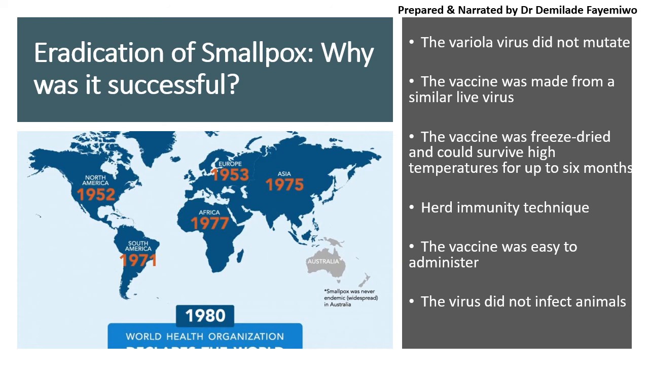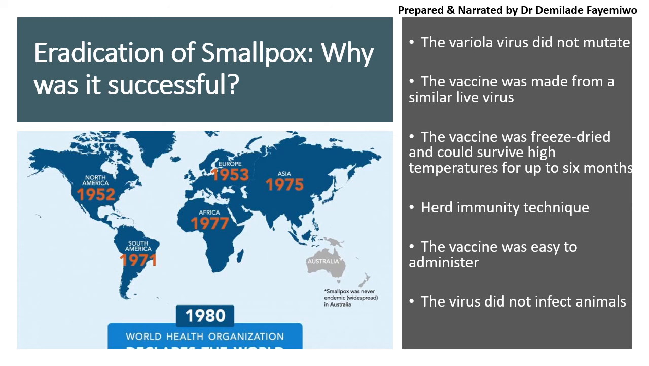The vaccine was made from a similar live virus, which meant that when the smallpox virus came into the body, because the body had seen a very similar virus, it was able to fight against it. The vaccine was freeze-dried, so it could survive very high temperatures for up to 6 months. So in regions that are really hot, this vaccine simply worked. There was also a herd immunity approach, in the sense that communities were vaccinated at the same time, so it was hard for anyone to get sick, even if they passed out the virus in their feces or in water or through their droplets.